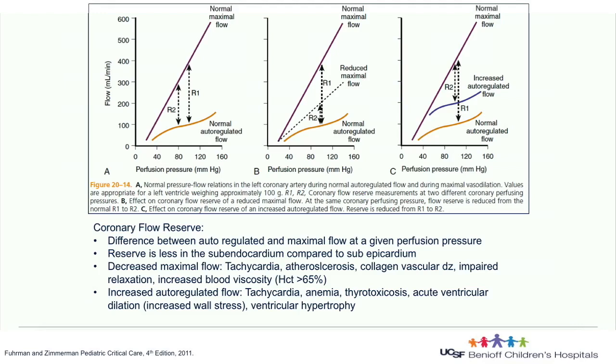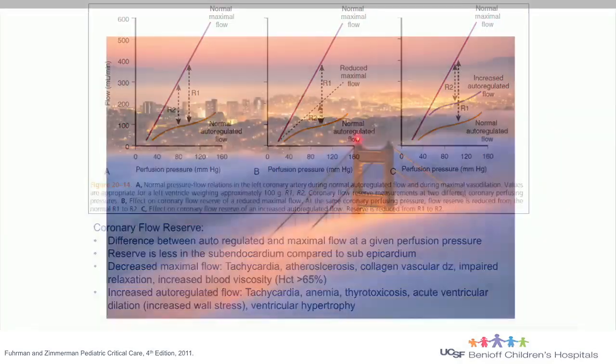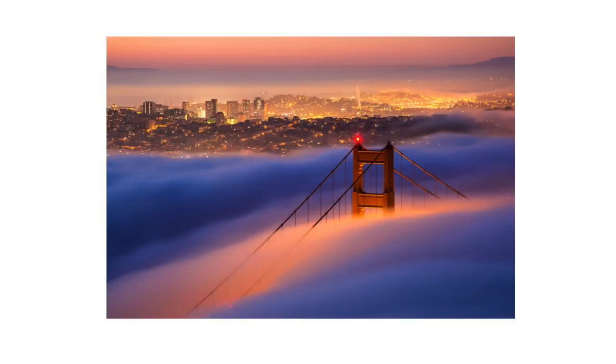There are many disease states that can affect this maximal flow reserve, such as tachycardia, decreasing your time in diastole, anemia, ventricular hypertrophy, and acute ventricular dilation. So some key disease states to know about. And with that, I will finish our tour of basic physiology.